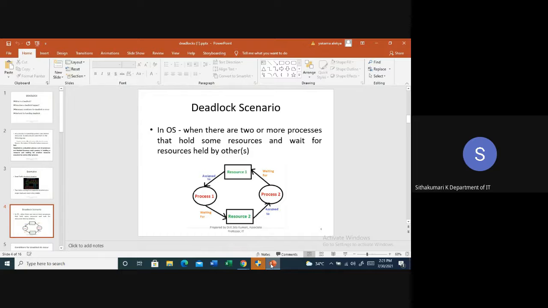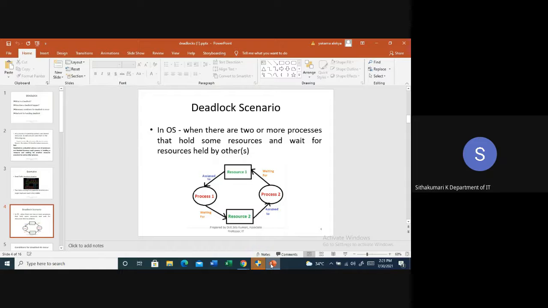For example, we have three tape drives and you have three processes. Each one is allocated with one tape drive. But to complete the execution, each and every process requires two tape drives. So none of the processes are willing to release its tape drive unless it gets one more tape drive. But there are only three tape drives available in the system.